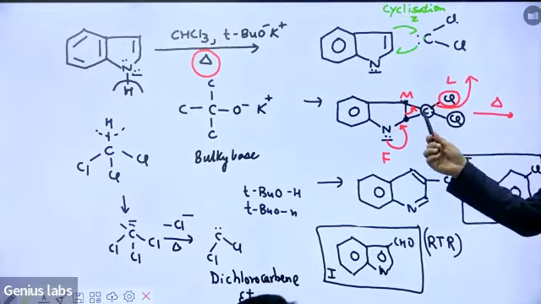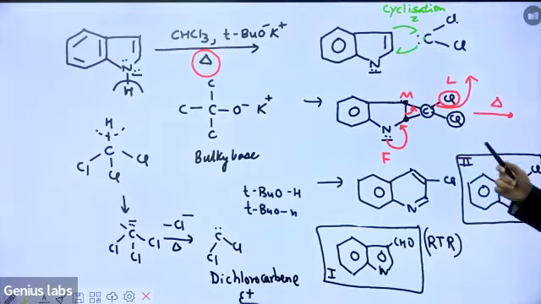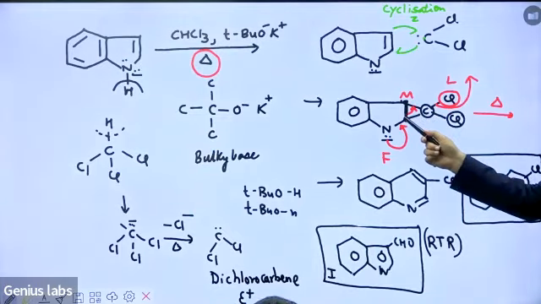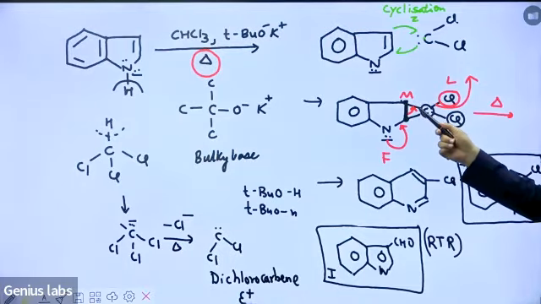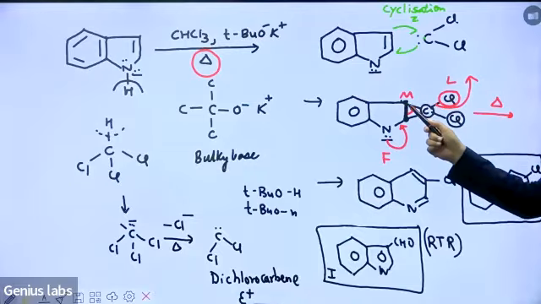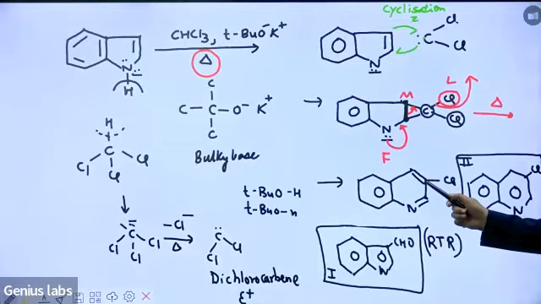This 3-membered ring which is formed is not a good option. If this bond breaks, a double bond will come here. Carbon cannot hold 5 bonds. So 1 Cl can go out. So this double bond you can see here.